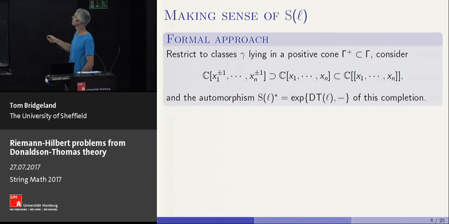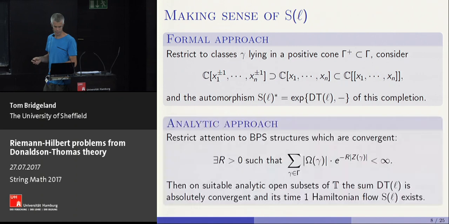It exponentiates the derivation given by Poisson bracket with DT of L. The point is that this formula might not make sense in this ring, which is where we wanted it to make sense, but it will certainly make sense in this ring. So as long as we're only interested in classes lying in some cone, then this is the way to do it. That's not going to be good enough for us always.